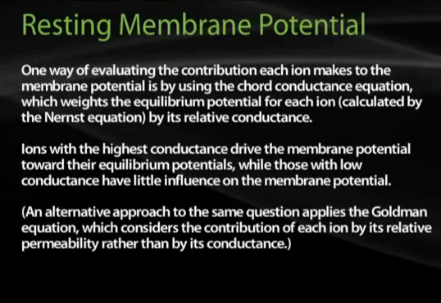One way of evaluating the contribution that each ion makes to the membrane potential is by using the chord conductance equation, which weighs the equilibrium potential for each ion, calculated by the Nernst equation, by its relative conductance. Ions with the highest conductance drive the membrane potential toward their equilibrium potentials, while those with low conductance have little influence on the membrane potential. An alternative approach to the same question applies the Goldman equation, which considers the contribution of each ion by its relative permeability rather than by its conductance.